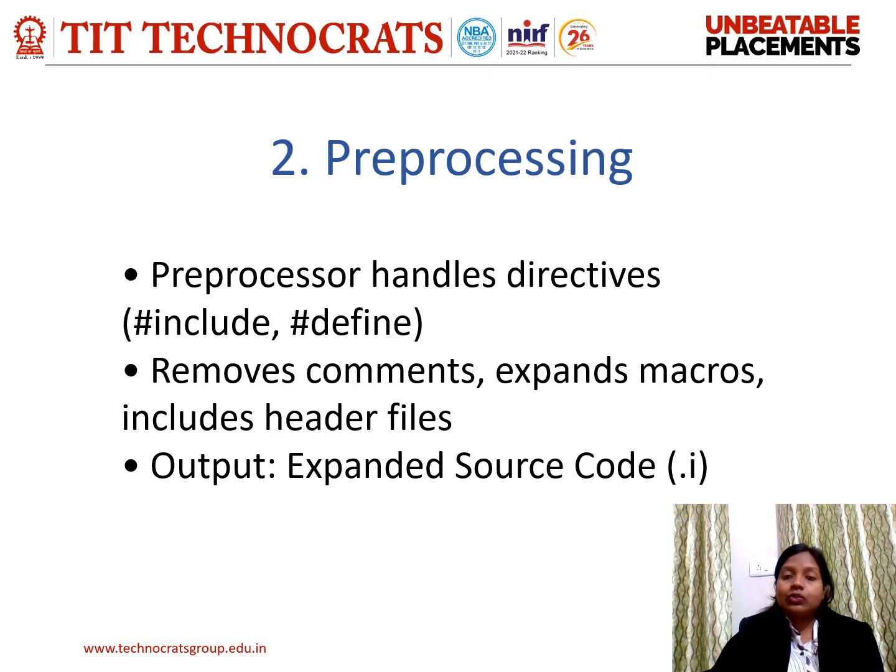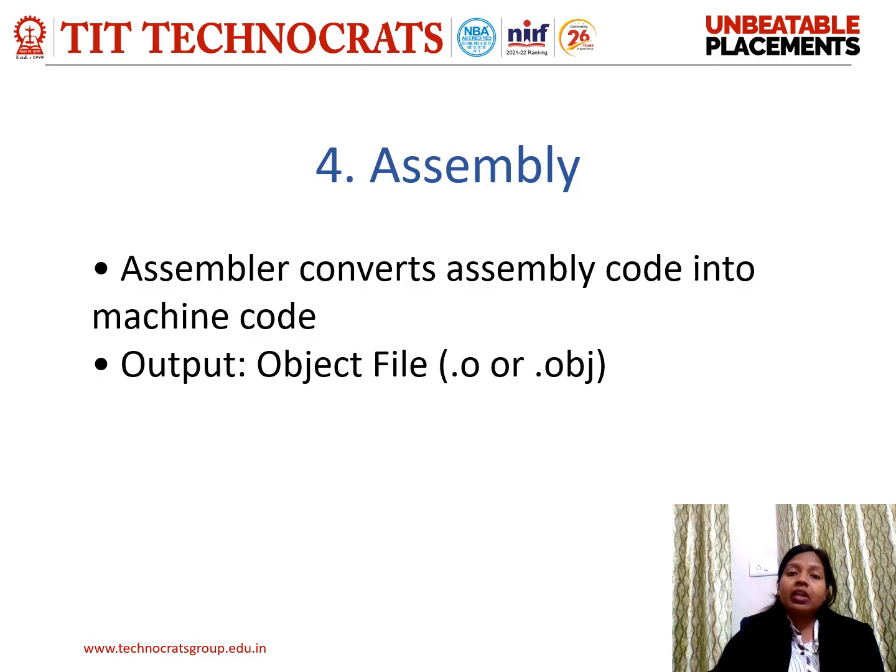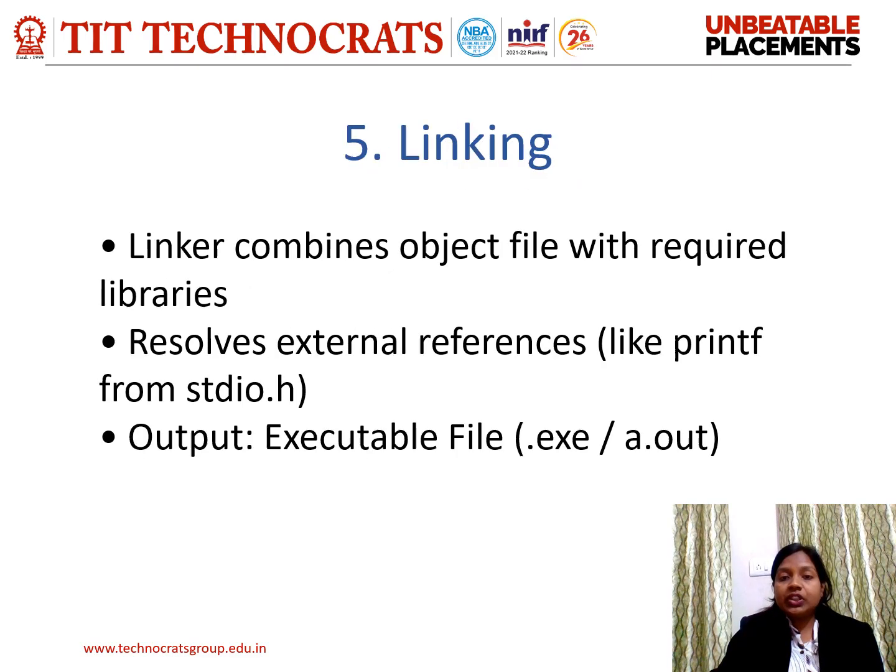Okay, the expanded source code is .i. The compiler translates the expanded source code into assembly language. Okay, if there is any syntax error, that is checked. Fourth, the assembler converts assembly code into machine code, that is .obj. Fifth, the linker combines the object file with required libraries and resolves external references like printf from stdio.h.